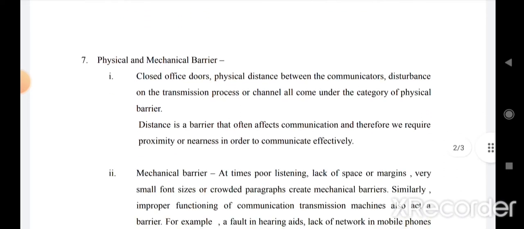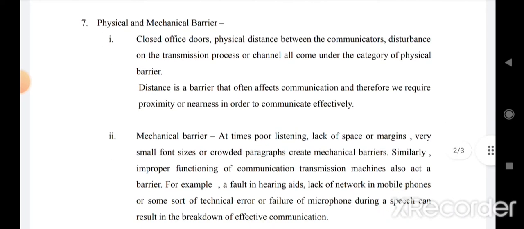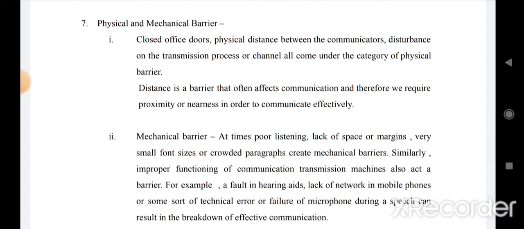The seventh kind of barrier is physical and mechanical barriers, right? So, what can be considered a physical barrier? Like closed office doors, physical distance between the communicators. If you are standing at point A and your friend is 100 meters away, it will be very difficult for you to communicate with words. Maybe with gestures you'll be able to do it, but with words it becomes difficult. So, physically, that distance creates a barrier in the process of communication.